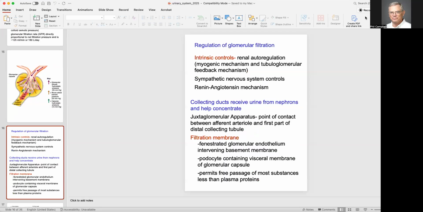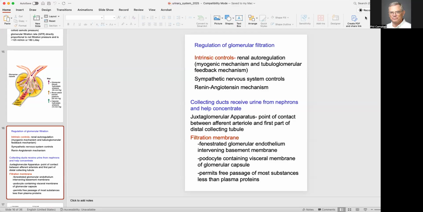All right. So that gets us to the intrinsic controls. I'll mention it here and go into more detail a little bit later. But intrinsic controls, as you remember from prior lectures, means everything occurs in the kidney, within that tissue. Extrinsic controls means some element has to be outside the kidney. So for intrinsic controls, there are two aspects.